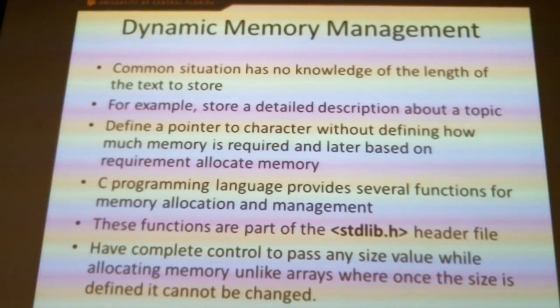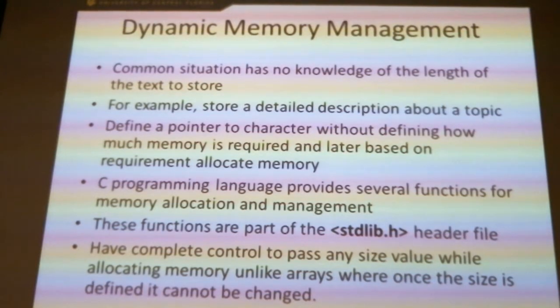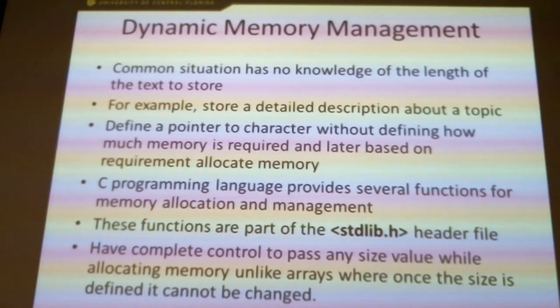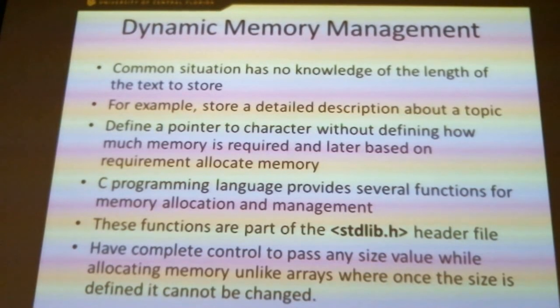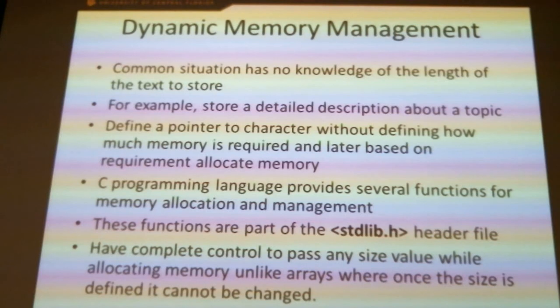When you deal with different types of data, you have no idea what it's going to be. It's like the data file I gave you for assignment 1. You have no idea how much data is going to be in there, right? Sometimes you want to store a detailed description about something. So how we get around that is we define a pointer to a character without defining the actual size, like the character array. Later, when we're ready to use that variable, that's when we do the memory allocation on it.